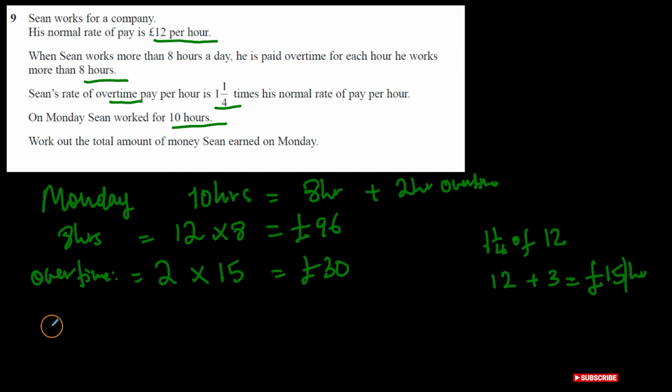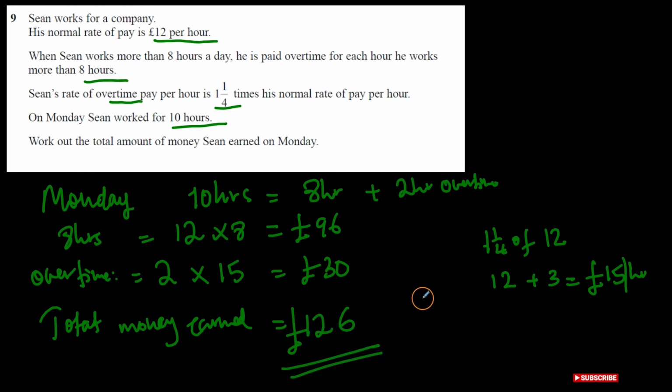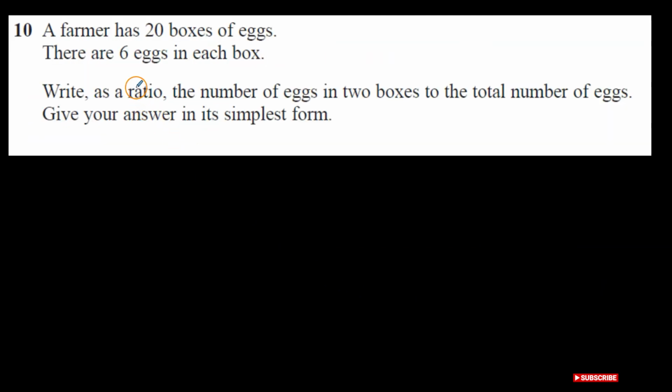Then the total money earned on Monday, that's going to be equal, adding these two, 6 plus 0 is 6, 9 plus 3 is 12. So that's going to be equal to £126.